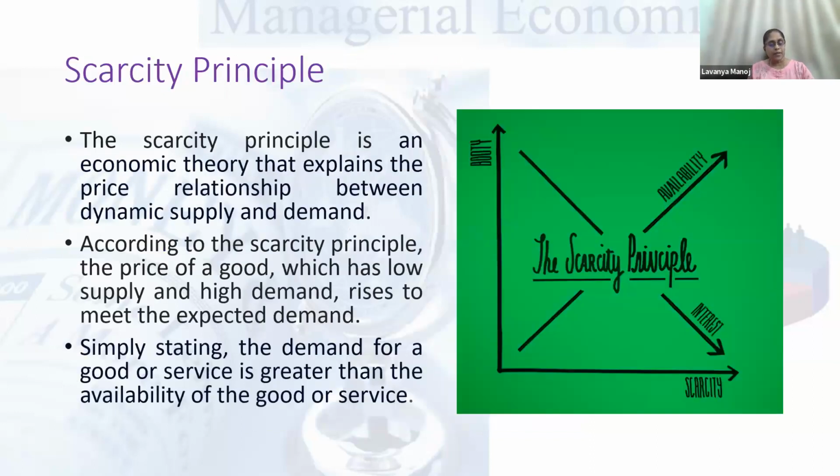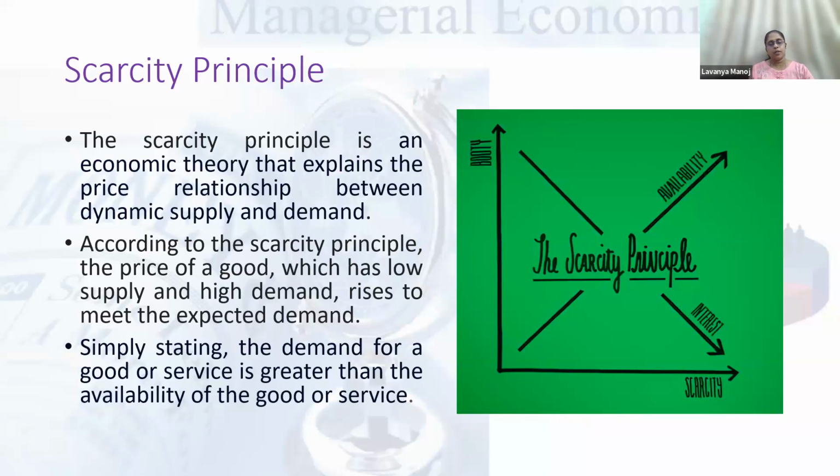Then comes the scarcity principle. The scarcity principle is something where the demand for a product is high, but the supply for the product is very low. That is, people are asking for that product, but the supply is very low. In this case, the scarcity will arise. What the company does here is either they have to produce more products. That is one strategy they have.